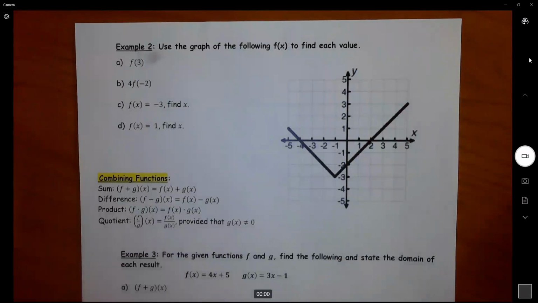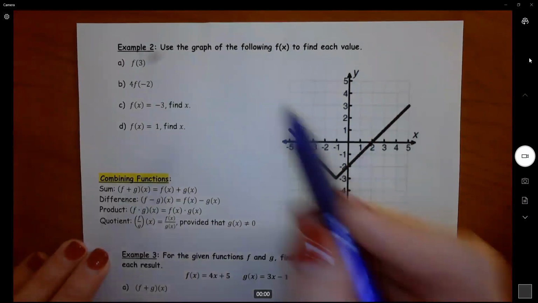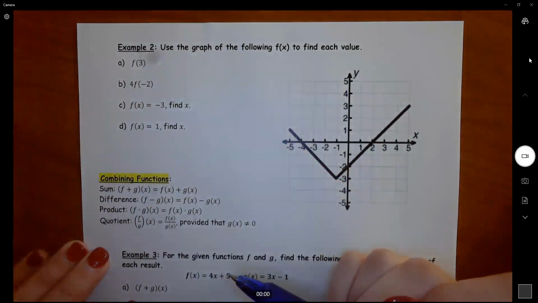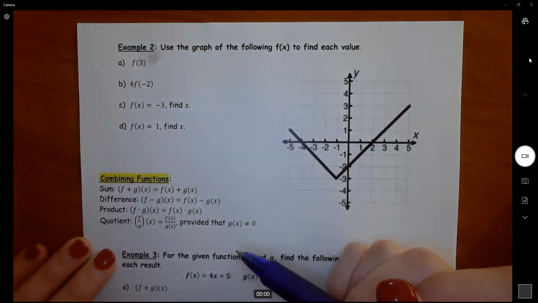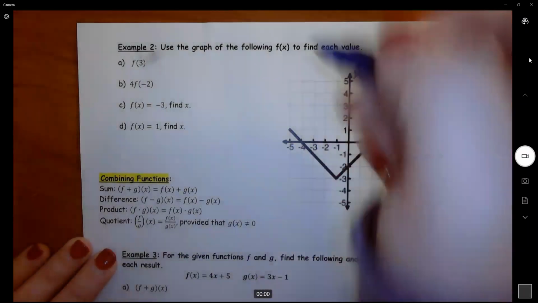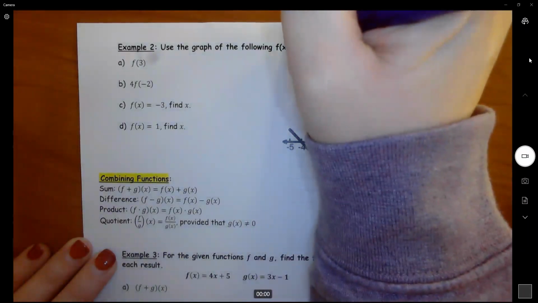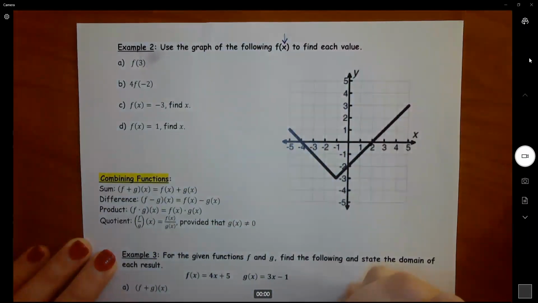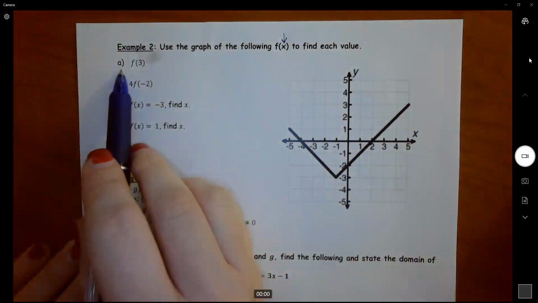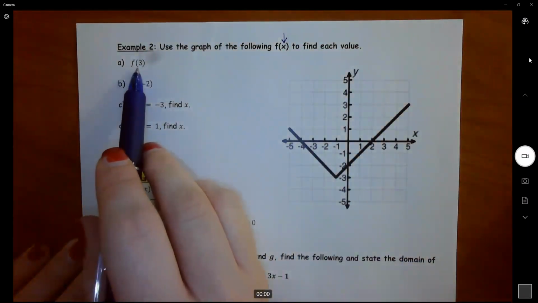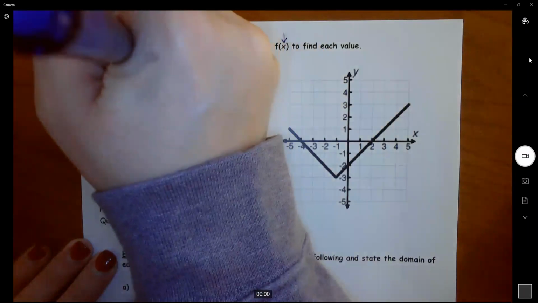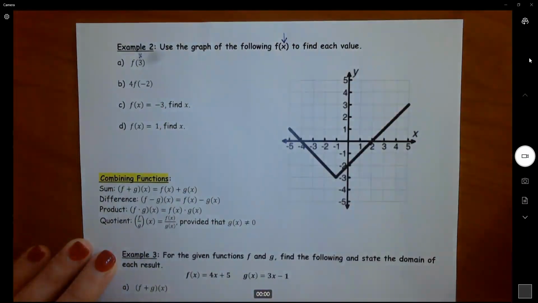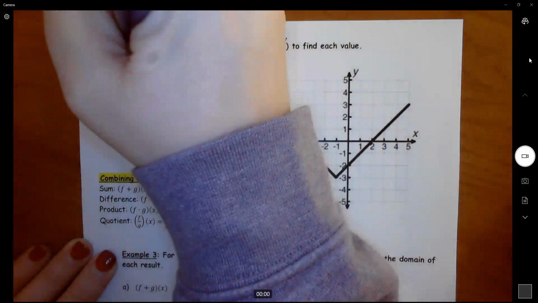In this video, we're going to get familiar with using function notation. So in my example here, it says use the graph of the following f of x to find each value. Notice that f of x, what we have here in parentheses, is my x. So on part A, when I have f of 3, what they are telling me is that my x coordinate is 3.